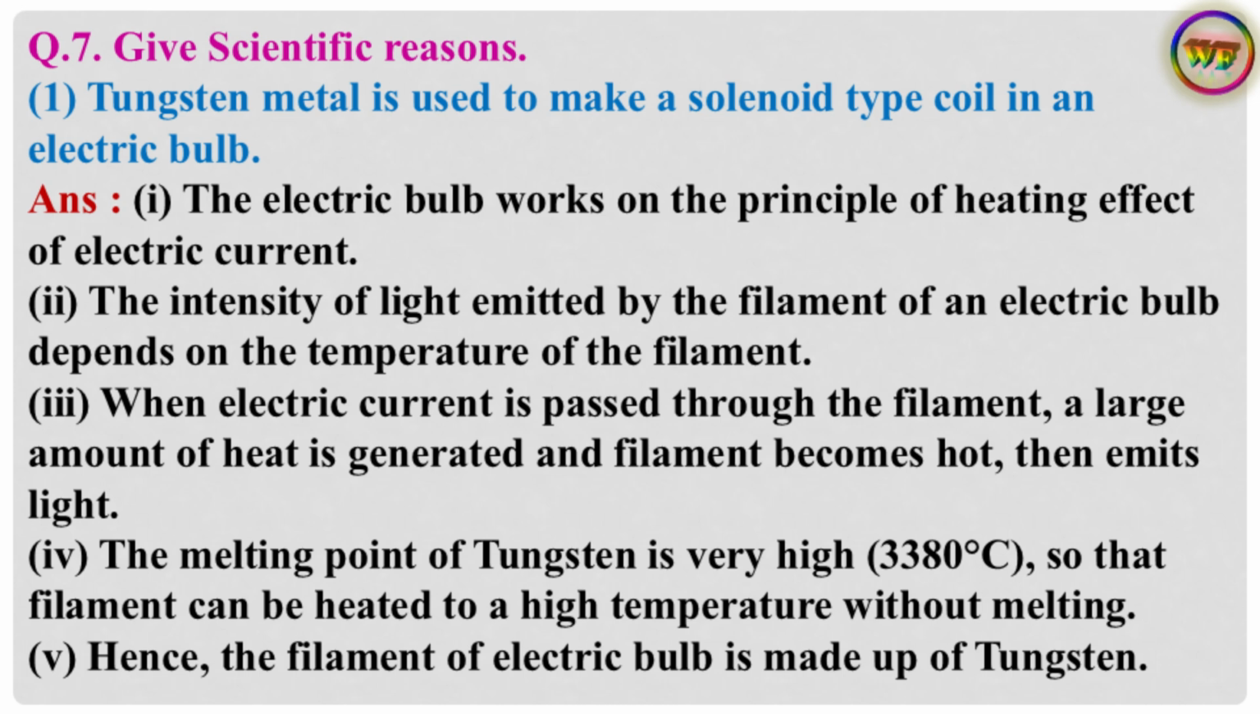Point 4. The melting point of tungsten is very high, 3380 degrees Celsius, so that the filament can be heated to a high temperature without melting. Point 5. Hence, the filament of an electric bulb is made up of tungsten.